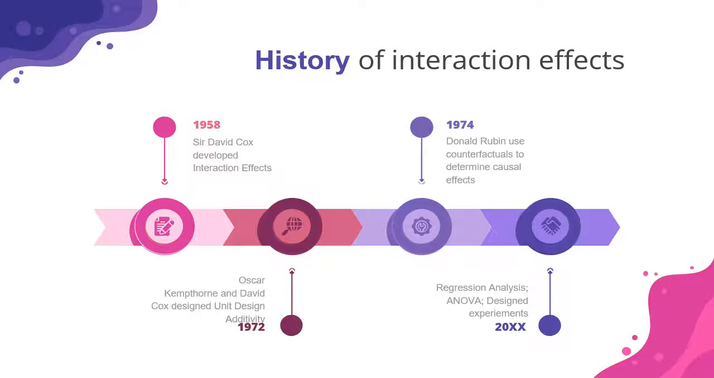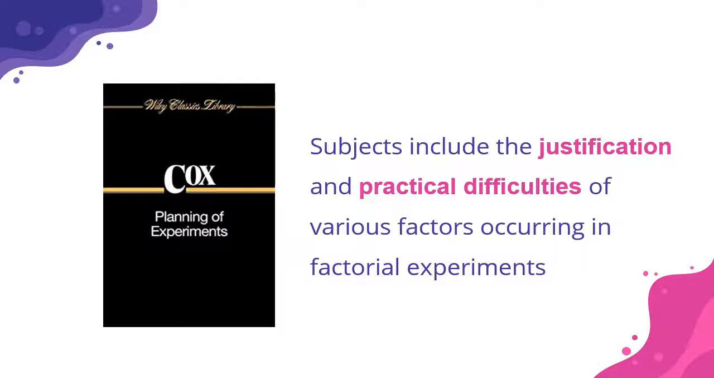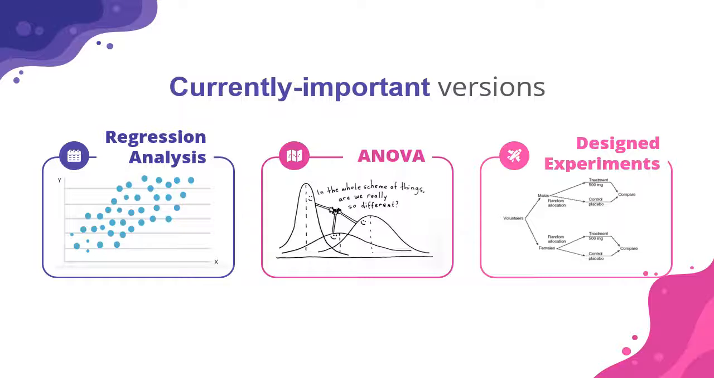The graph is a glimpse of the history and development of interaction effects. In 1958, David Cox introduced the concept and application of interaction effect in his publication, Planning of Experiments. The book offers a comprehensive non-mathematical treatment regarding the design and analysis of experiments, focusing on basic concepts rather than calculation or technical details. Subjects include the justification and practical difficulties of various factors occurring in a factorial experiment.